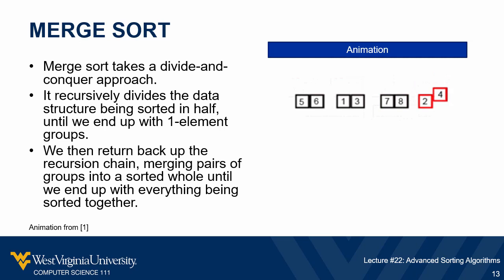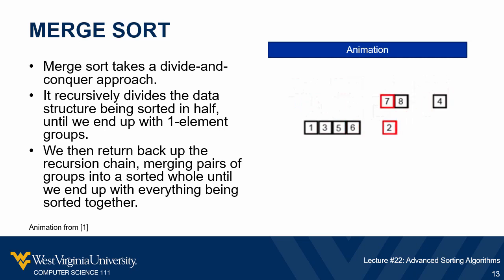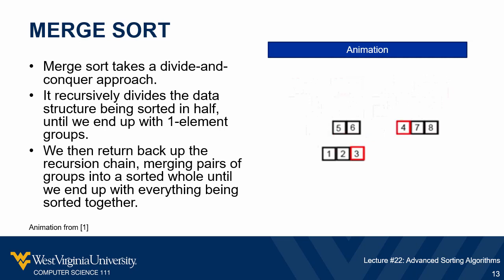So we started off in this animation with 8 elements in one array. It divided that in half, so we got 2 4-element arrays. It divided that in half again, so we ended up with 4 2-element arrays. And then it divided each of those into single element arrays, so we ended up with 8 single element arrays. Basically, our base case is when we get down to a single element. And when we get to that point, we're going to start returning back up our chain of recursive calls.